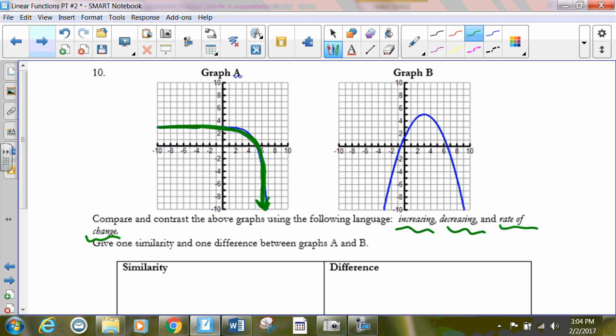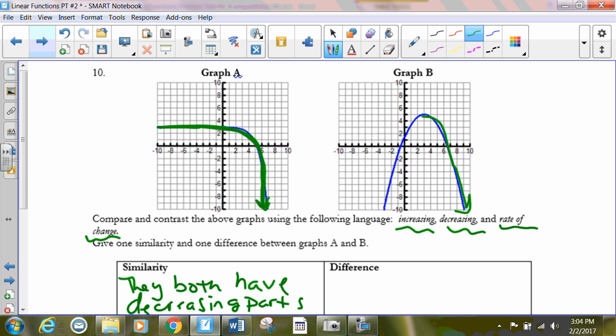And then this half of the quadratic is decreasing. So we could say something like they both have decreasing parts, even though the first half of the quadratic is increasing. We can say they both have decreasing parts. Okay, what's different about them?